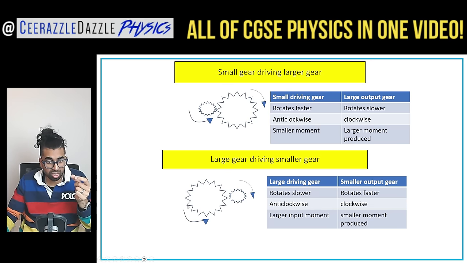If the large gear is going to rotate anti-clockwise, the smaller one will rotate clockwise. And you have a larger moment input and a smaller moment being produced from the smaller gear.